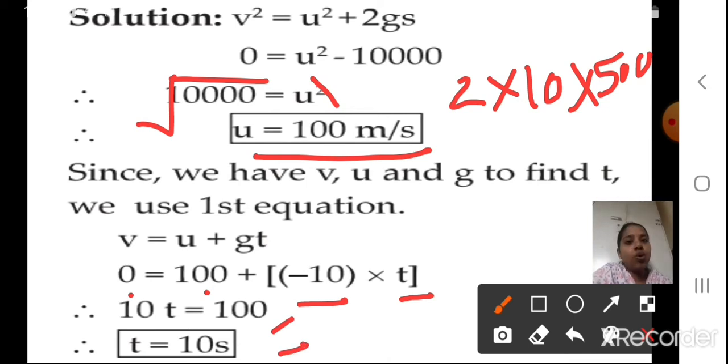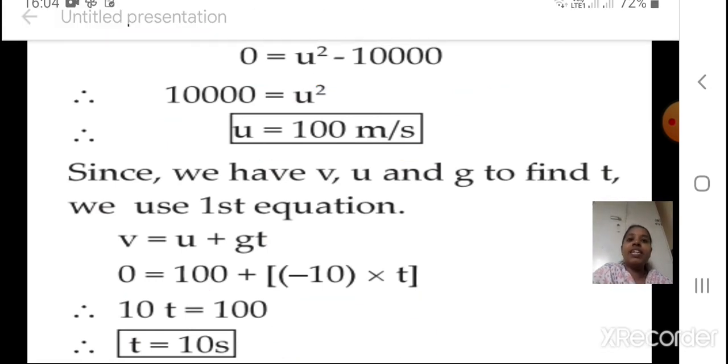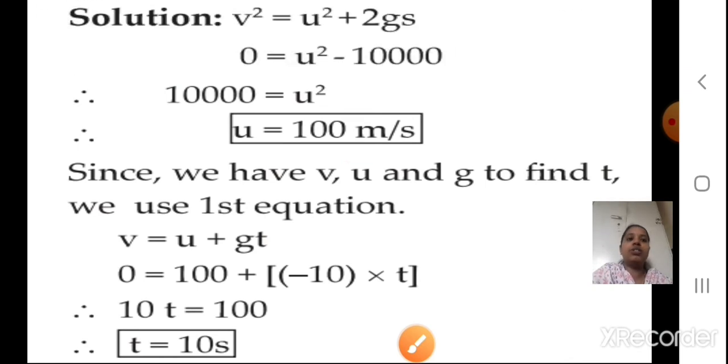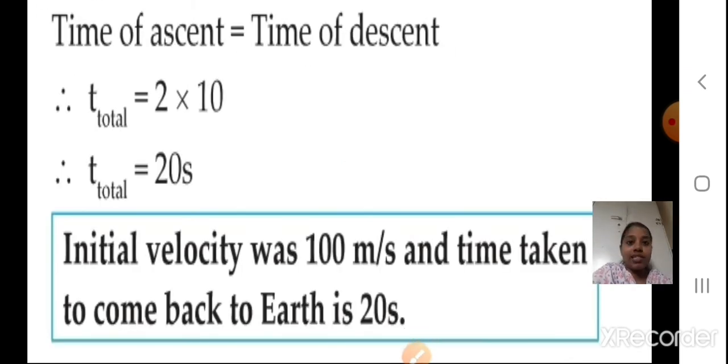Okay, is this the total time, students? No, this is the one-way time. But it has come back also, from up to down to the earth. So time of ascent is equal to time of descent, meaning upward and downward time. So t total is equal to 2 into 10. So t total is equal to 20 seconds. Okay students, did you understand this? So the initial velocity was 100 meters per second and the time taken to come back to the earth is 20 seconds. Okay students, I hope you understood this.